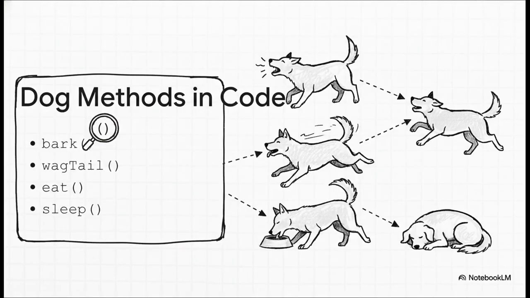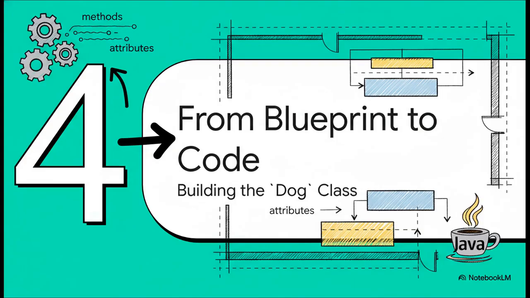And here's what they look like. The action of barking becomes the bark function. Wagging its tail becomes the wagTail function. See those parentheses at the end? That's the classic sign that you're looking at a method, an action just waiting to be called on to do something. Okay, so we've got our attributes for the data, and we've got our methods for the actions.